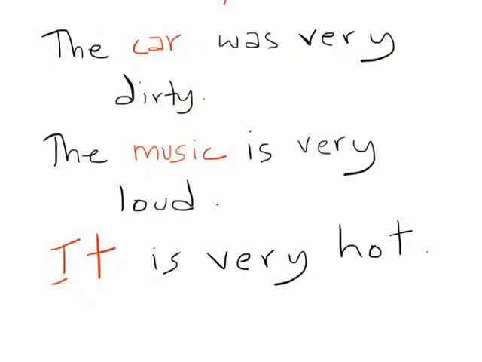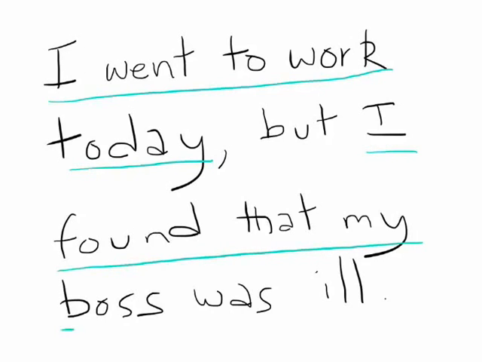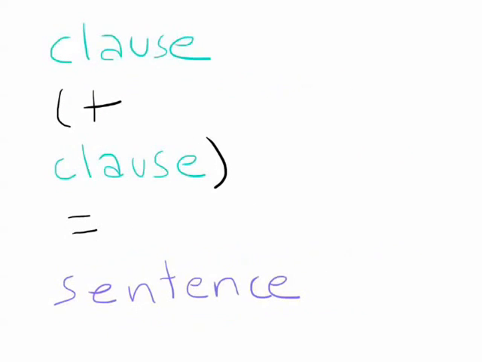But this is a sentence. How can it be a clause? What is the difference between a sentence and a clause? Well, this is a sentence and it is a clause, but a sentence can have more than one clause. As in, here, this is one clause and this is another. This is the difference between a sentence and a clause. A sentence is one or more clauses.